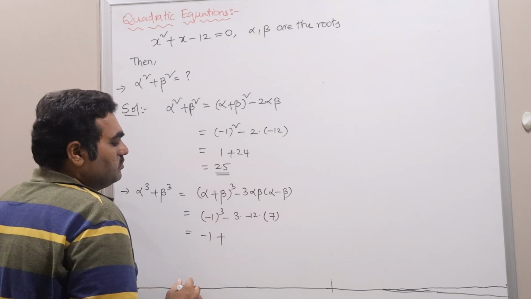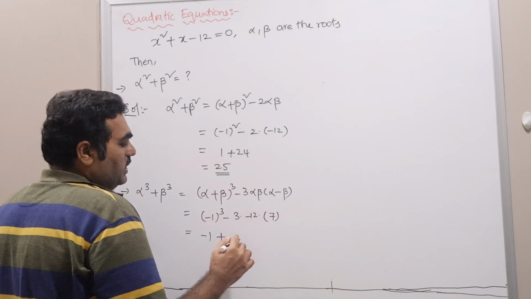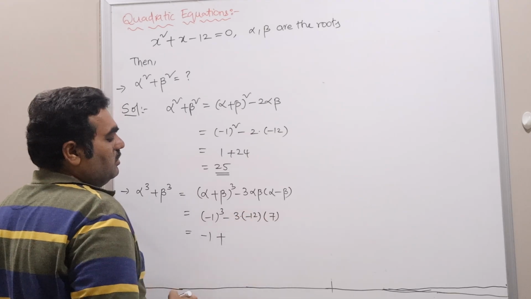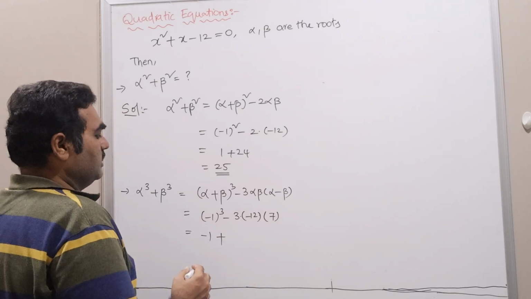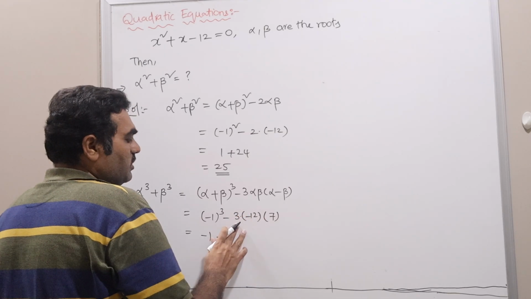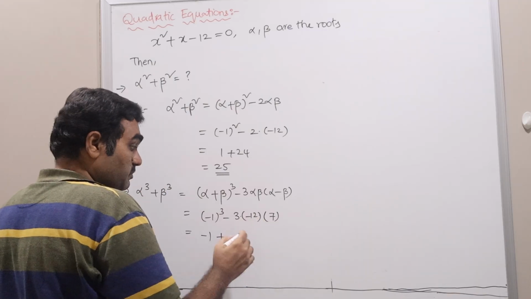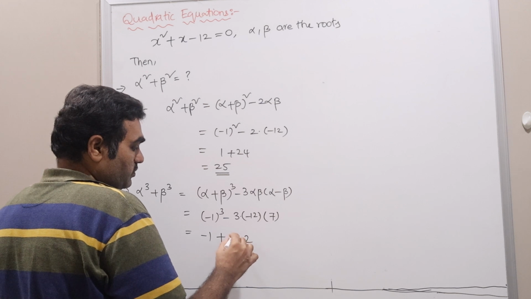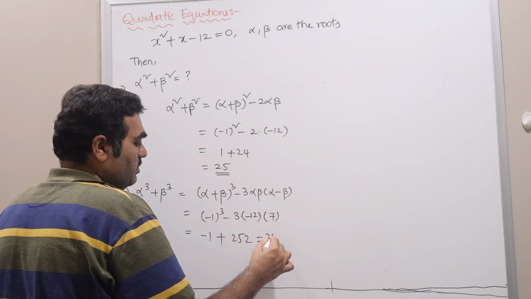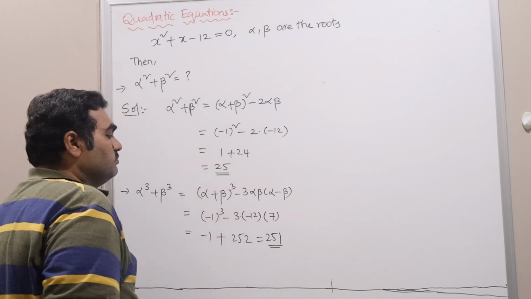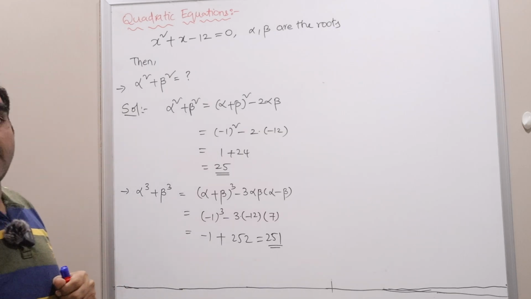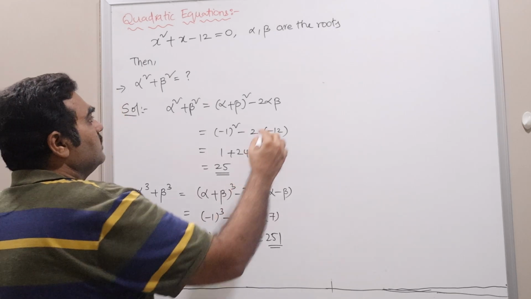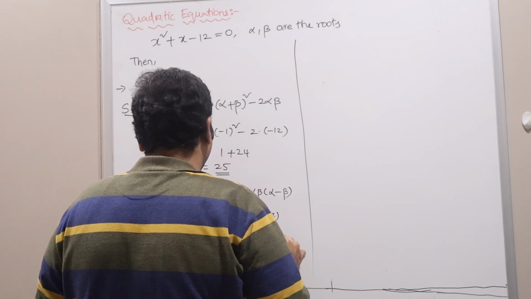So now we got minus 1 plus 36 into 7, 42, 252, which is 251. So this is how you can calculate. You can calculate this by some other formula also.